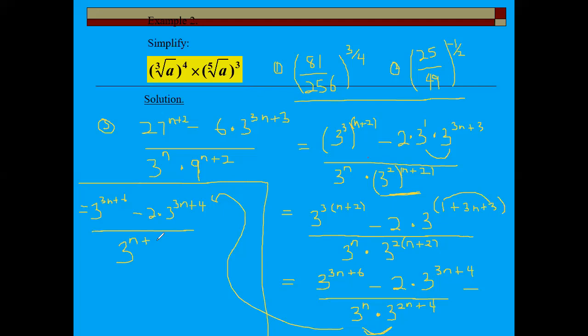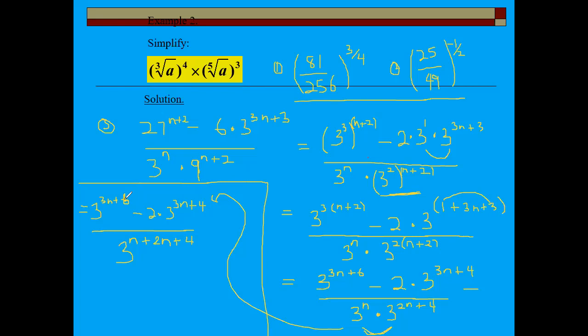So the exponents: 3n plus 2, 3n, and 2, and plus 4. Good. That is nice. Now, what next? We could further simplify what we have.